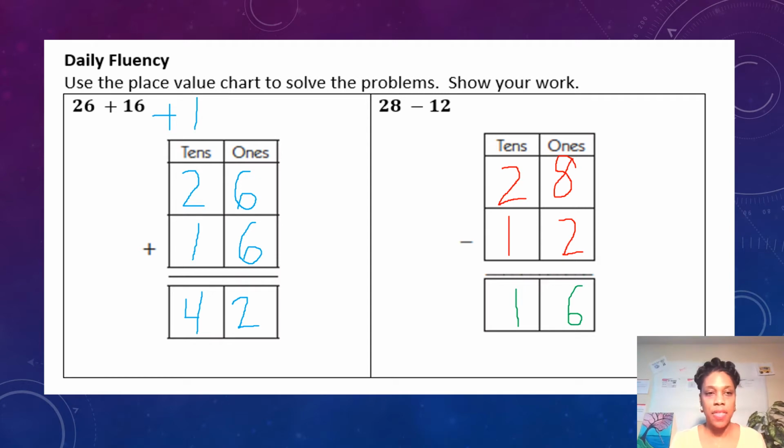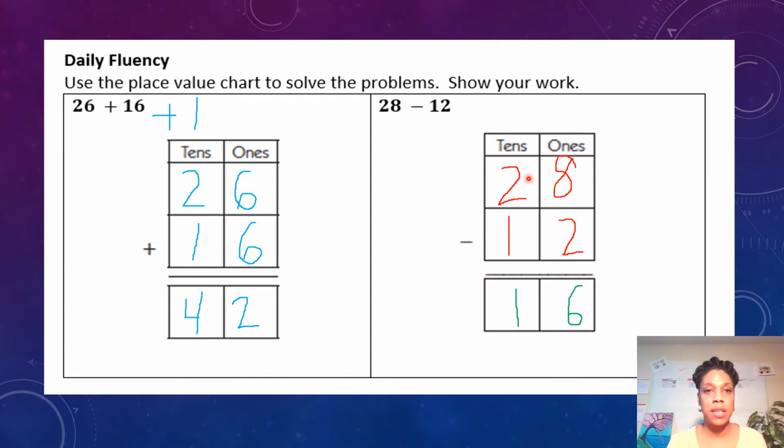Okay, so let's look at the second problem. The second problem is a subtraction problem. I have 28 minus 12. So first I go to the ones place. 8 minus 2. Can I take 2 from 8? I sure can. So that leaves me with a difference of 6. So 8 minus 2 equals 6.